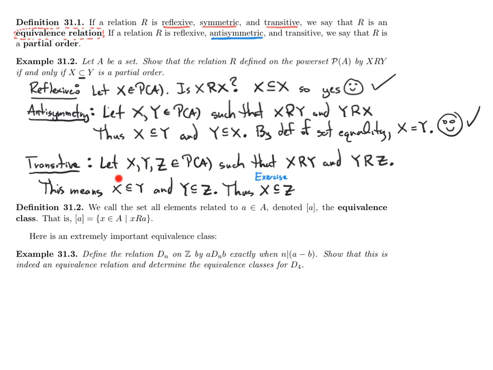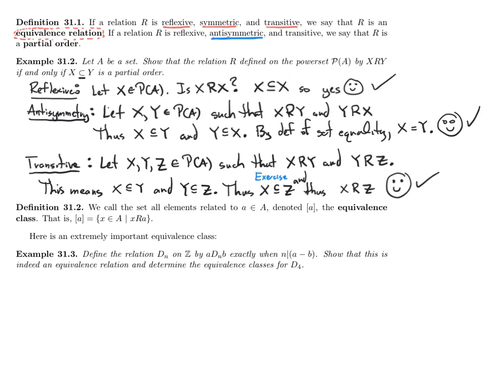So if X is a subset of Y and Y is a subset of Z, then X is a subset of Z. And thus X is related to Z. So we have that this is indeed transitive as well. So we have that this relation, this subset relation, is indeed reflexive. Everything's a subset of itself.